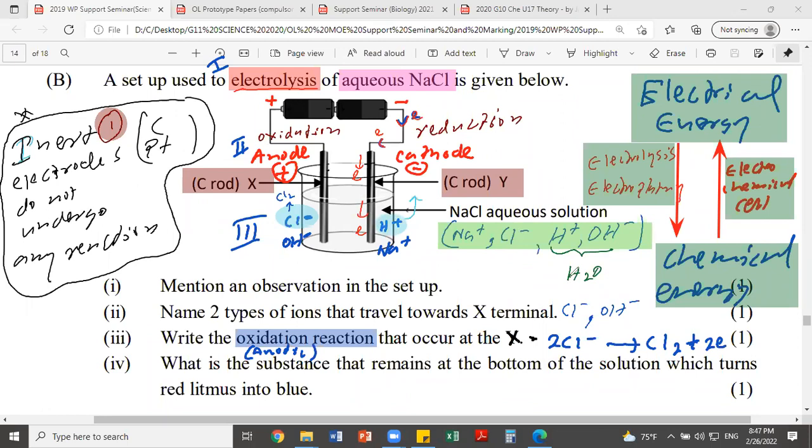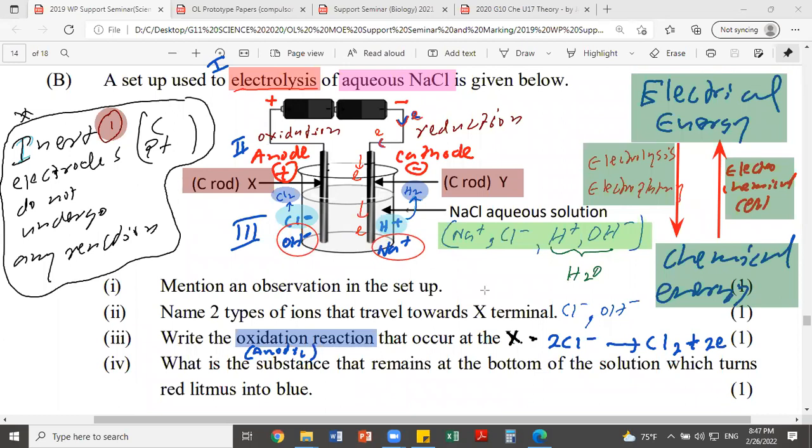What happens near the cathode? H plus becomes H2 gas. Why am I explaining this much? This is a very good question. Now what are the two products you are getting? Chlorine gas and hydrogen gas. What is left in the solution? Na plus and OH minus. Na plus and OH minus remain in the solution.